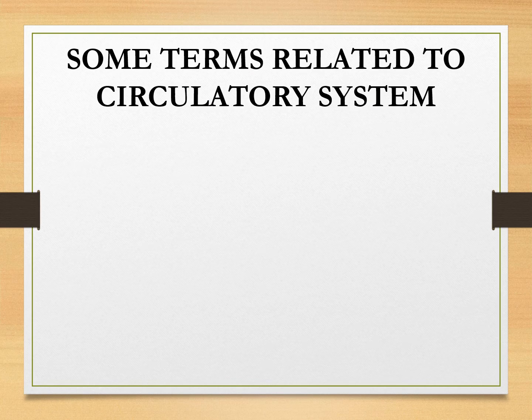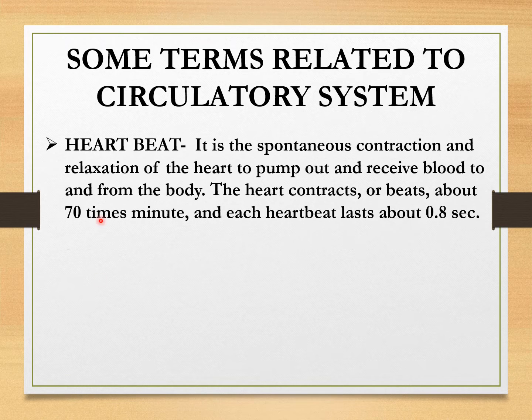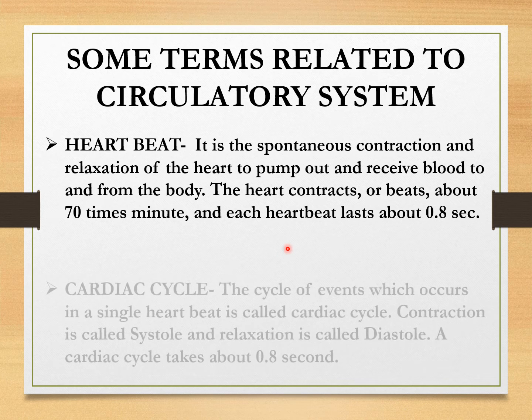Then there are some terms which are related to the circulatory system. First one is the heartbeat. It is the spontaneous contraction and relaxation of the heart to pump out the blood. The heart contracts or beats for about 70 times per minute, and each heartbeat lasts about 0.8 seconds.